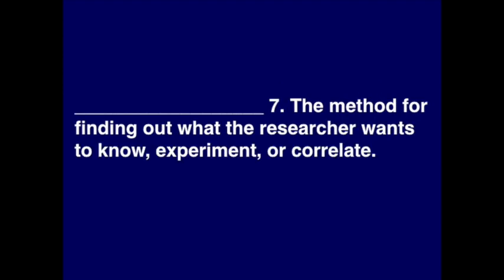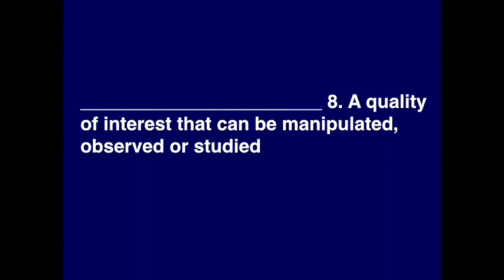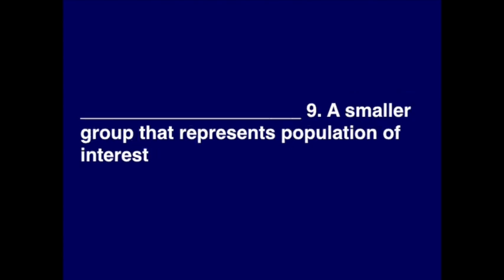Number 7. The method for finding out what the researcher wants to know, experiment, or correlate. That is number 7. Number 8. A quality of interest that can be manipulated, observed, or studied. That is number 8. Number 9. A smaller group that represents population of interest. That is number 9.